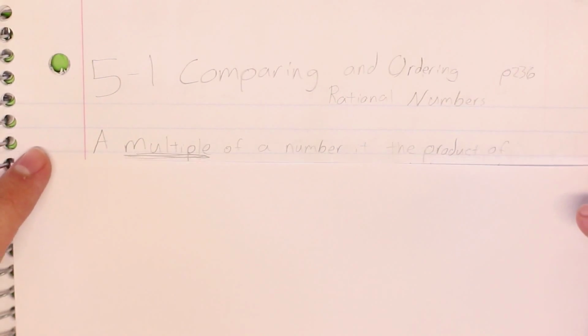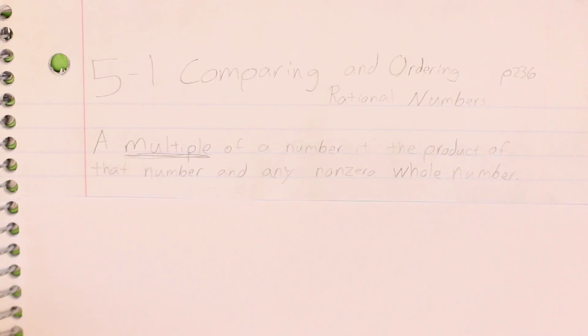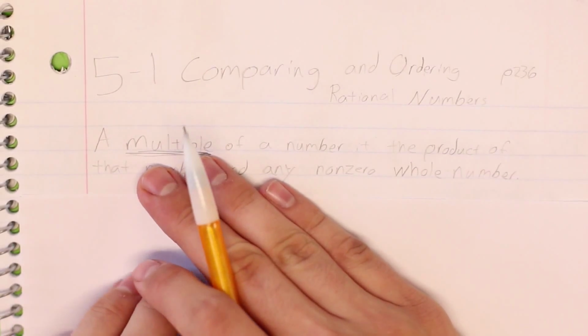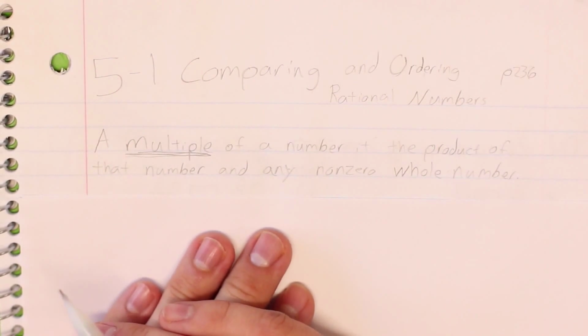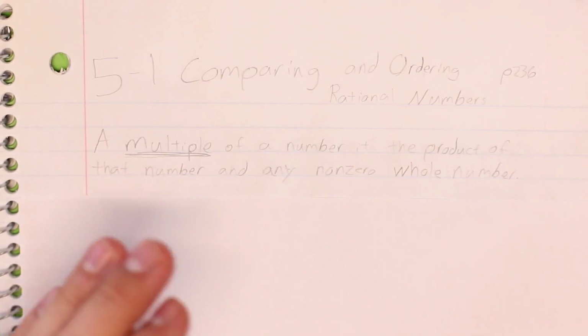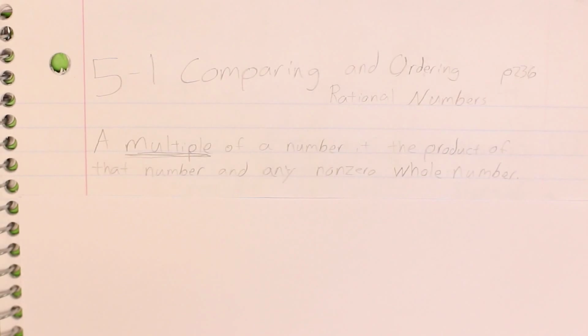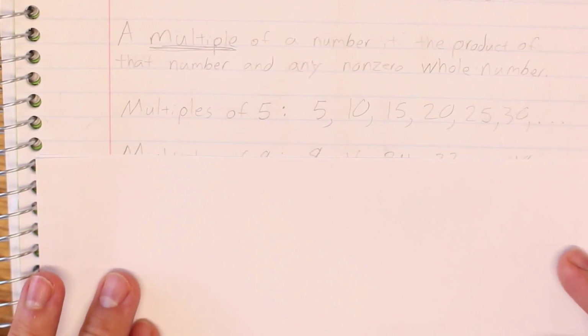Let's begin. First we start off with a definition. Today we're going to be learning about LCM, least common multiple. Before we get to that, though, we need to learn what a multiple is. A multiple of a number is the product of that number and a non-zero whole number. Product meaning multiply. Sometimes definitions don't make much sense until we actually see some examples.